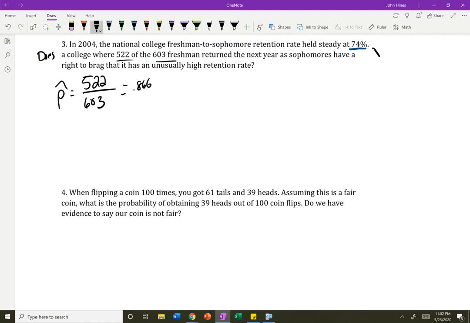So let's assume that this is the true value. Let's assume that that's the parameter. Let's see how extreme this p-hat is. So let's draw our normal curve. The center is going to be 74%. I'm all the way over here at 0.866, and I want to know what's the probability that I'm that extreme. Is that an extreme probability?